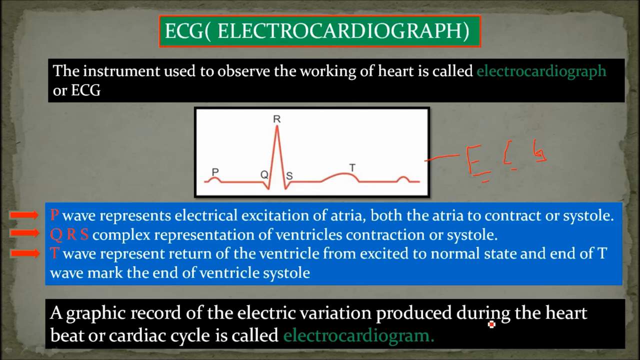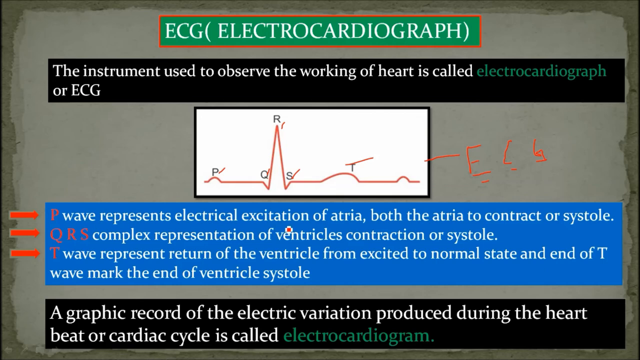one cardiac cycle. Now there are a few points I am mentioning there: P, Q, R, S, T, which you have seen in this graph. So what is the meaning of P, Q, R, S, T? Friends, these are electrical waves that are recorded by the galvanometer. Okay, so the P wave represents the electrical excitation of the atria.